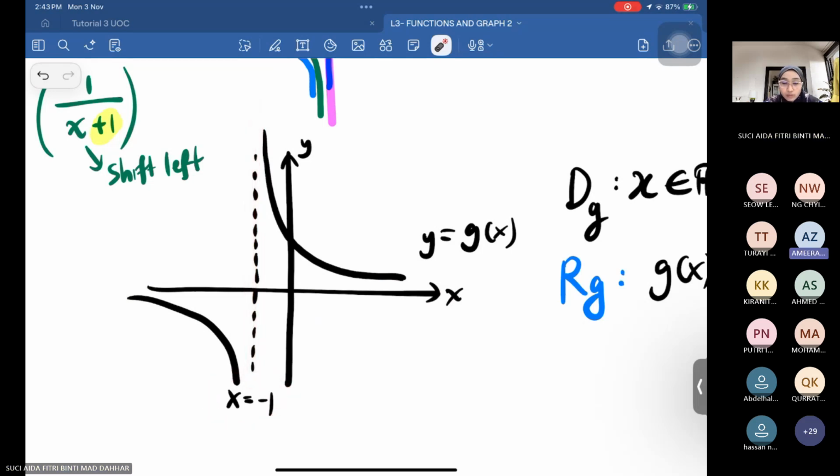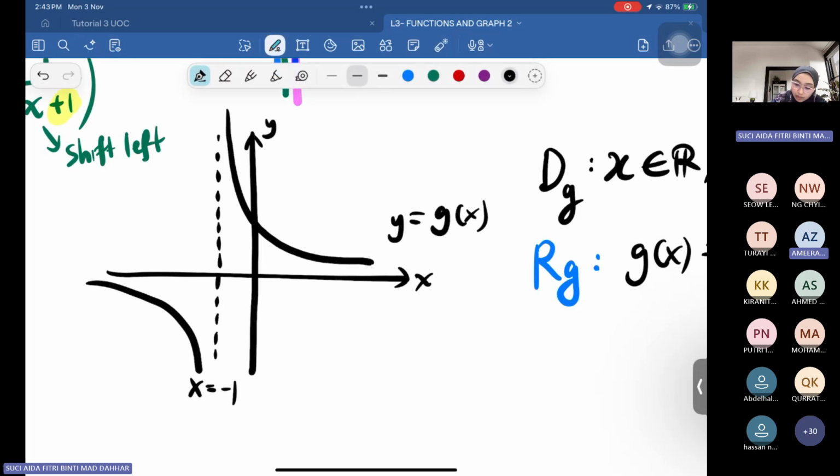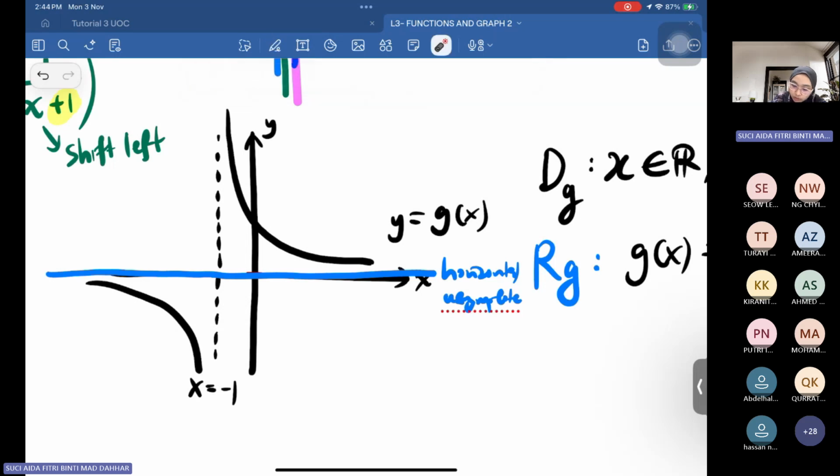But what about the y-axis? This is asymptote, right? On the y-axis, we have a horizontal asymptote. This is what we call horizontal asymptote. Now look at your y values. If you choose any point randomly, what's the y value here? Positive. What's the y value here? Positive. What's the y value here? Positive. All these y values are positive.